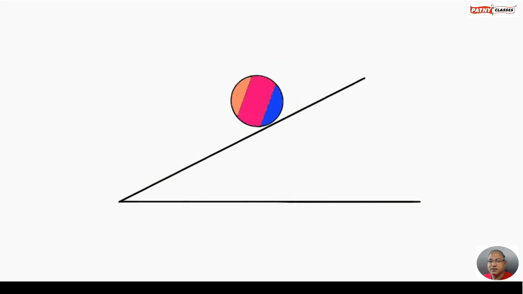This is a rolling body. It is moving on an inclined plane. When a body is rolling down, we need to talk about many things, like the acceleration of the body.